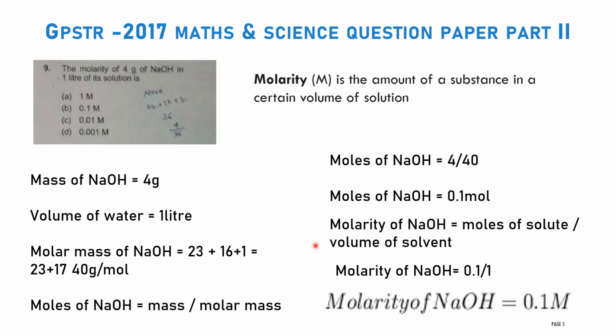Then next step, you have to calculate the molarity. Molarity of sodium hydroxide, this is the formula you have to remember: moles of solute divided by volume of solvent. Moles of solute here is 0.1. Volume of solvent, already given, is 1 liter. 0.1 divided by 1, you will get 0.1 molar. Therefore, here the molarity of sodium hydroxide is 0.1 molar. The important formulas you have to remember, then substitute, then you will get the answer. Therefore, the correct answer is that the molarity of 4 grams of sodium hydroxide in 1 liter of its solution is 0.1 molar.